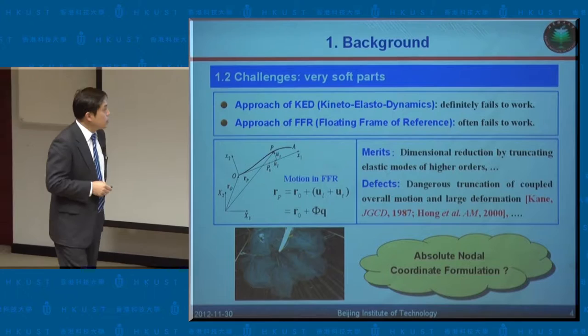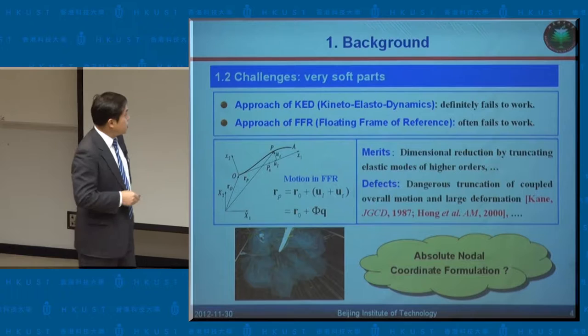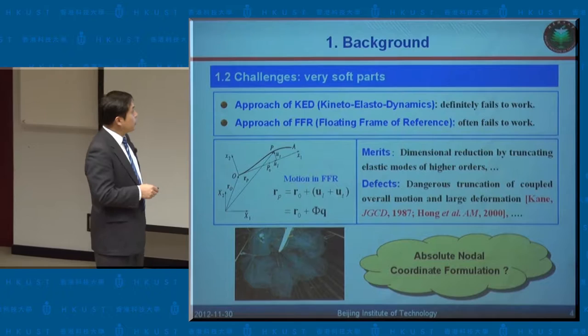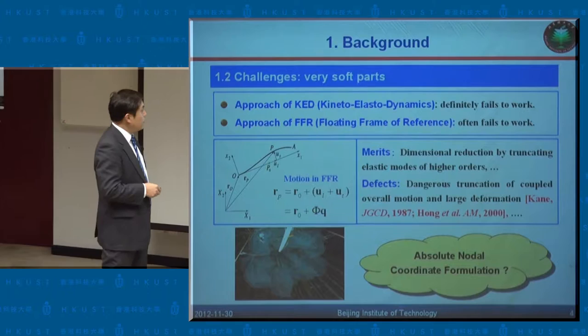However, some old versions of this approach do not work. For example, the traditional kineto-elastodynamics fails to work, and the most popular approach, called the floating frame of reference approach, also fails to work in some cases, because from the description of the configuration of the soft structure, you can find some shortcomings.